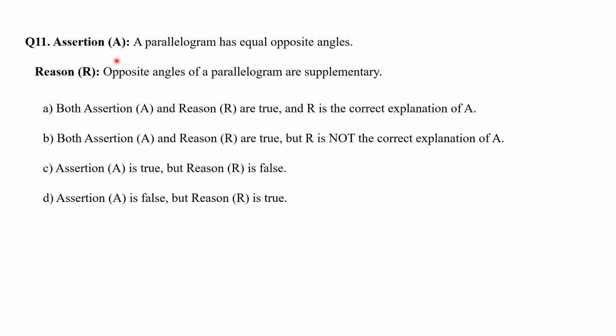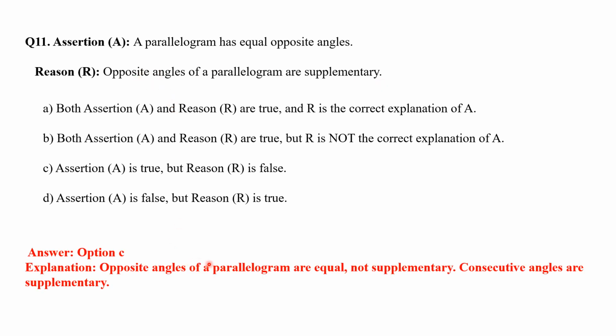Question number 11. Assertion: a parallelogram has equal opposite angles. Yes, a parallelogram has opposite angles equal. Reason: opposite angles of a parallelogram are supplementary. Now the reason is false. Opposite angles of a parallelogram are not supplementary, they are equal. Adjacent angles of a parallelogram are supplementary. So I can say that the assertion is true but the reason is false. So option C is the correct answer.